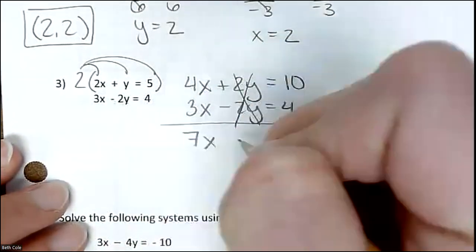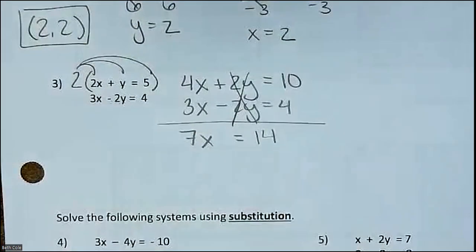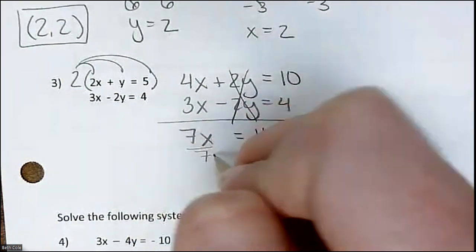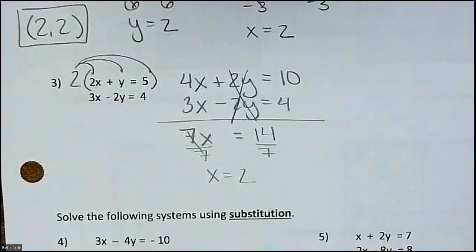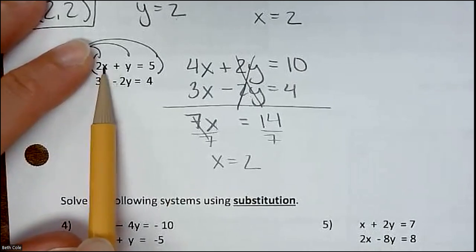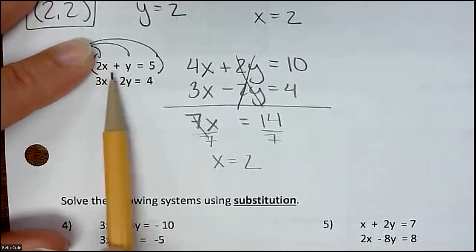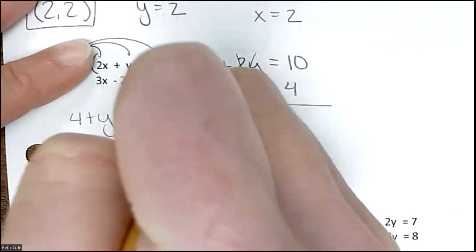4x plus 3x is 7x. 10 plus 4 is 14. Divide by 7, what's x? And then you need y. So you're going to take 2, plug it back into the very first equation for x. So you're going to have to watch me point to this. If you plug 2 back in for x, 2 times 2 is 4. So you get 4 plus y equals 5.